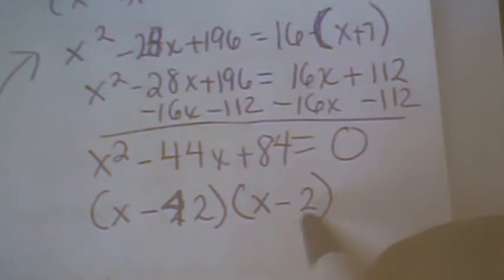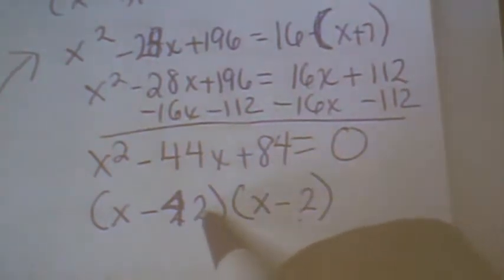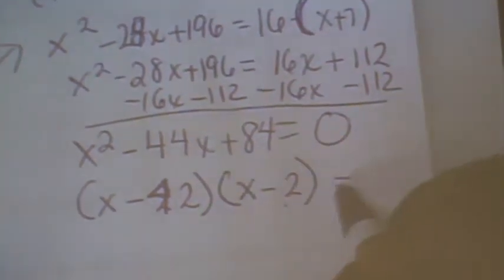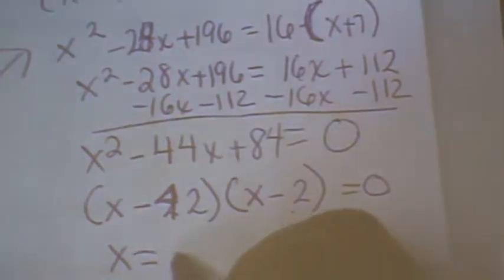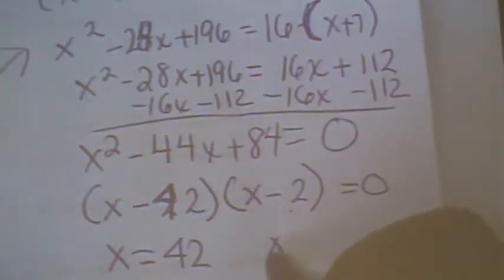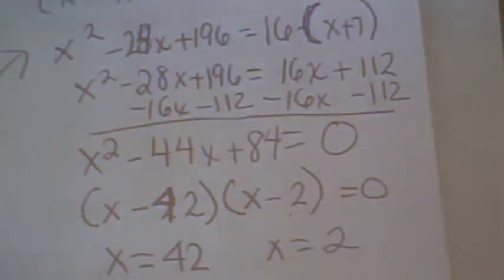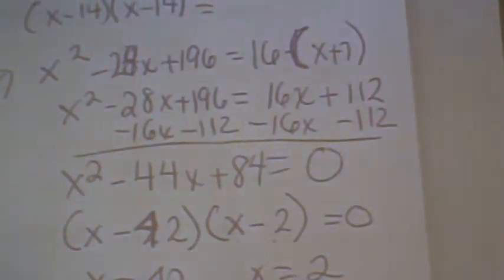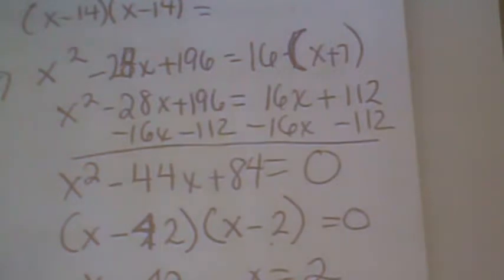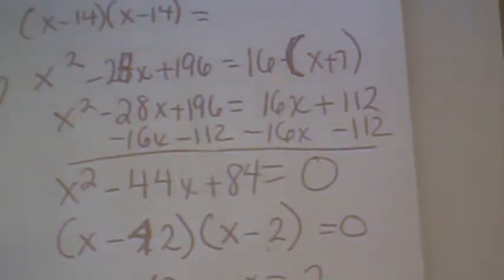42 and negative 2. Those two multiply to give you 84 and add to be negative 44. And then your two solutions are x is 2 and x is 42. Now, what do you have to do at this point? Again, you have to check these two answers to see if one of them may be extraneous.